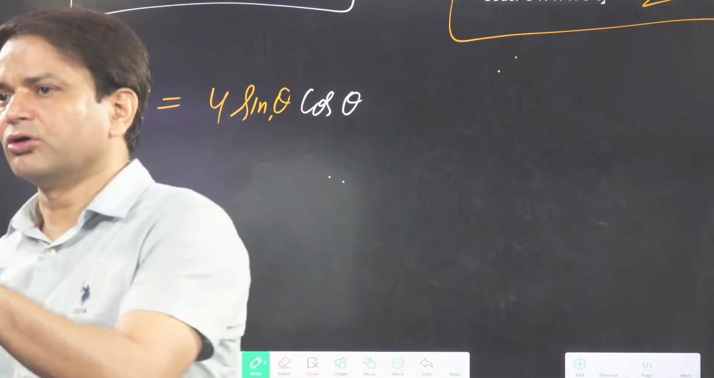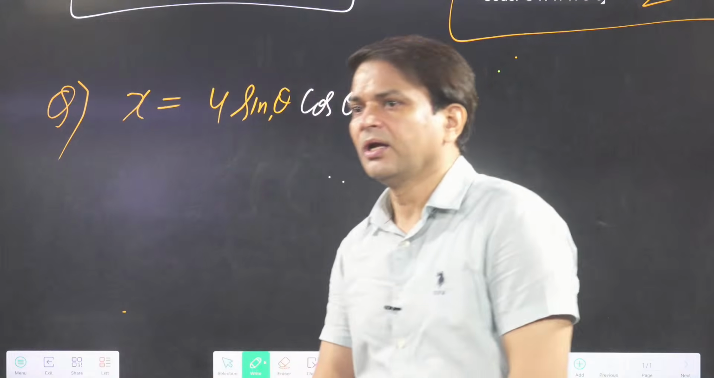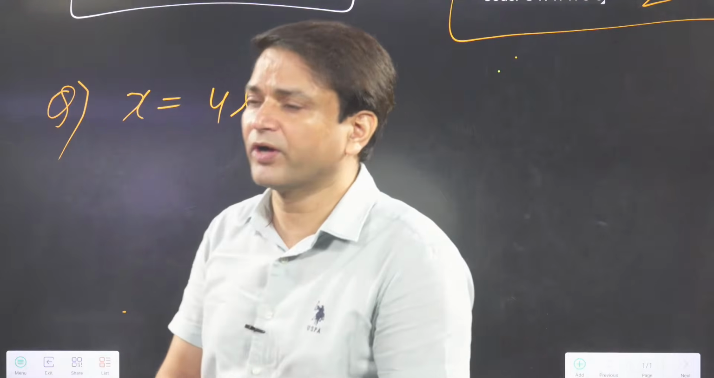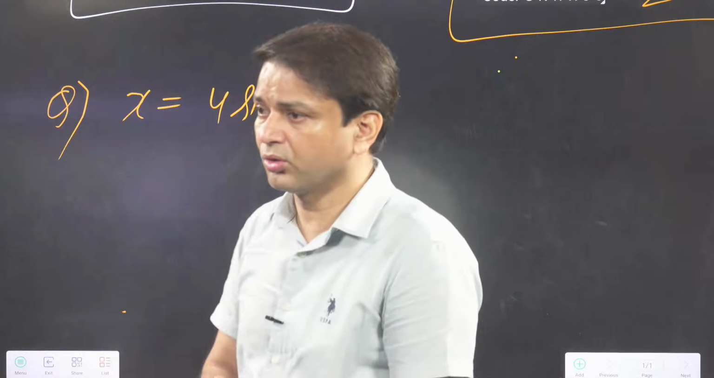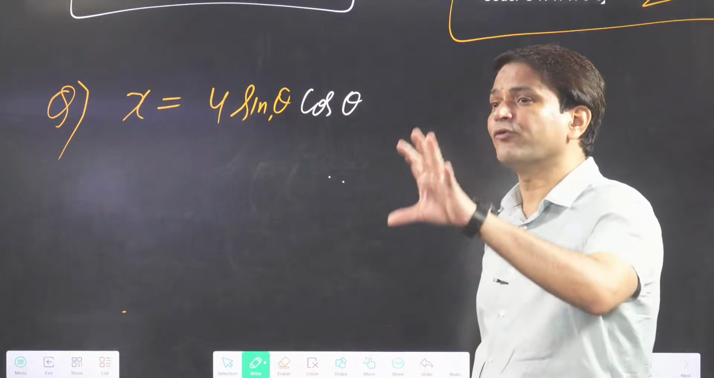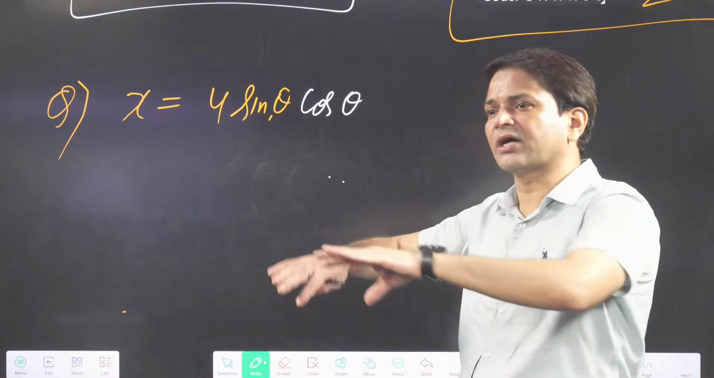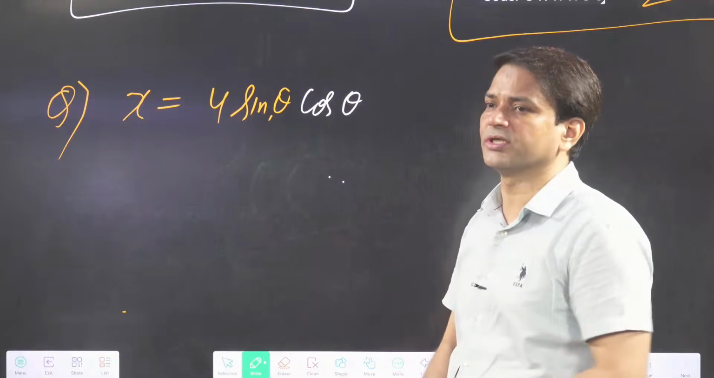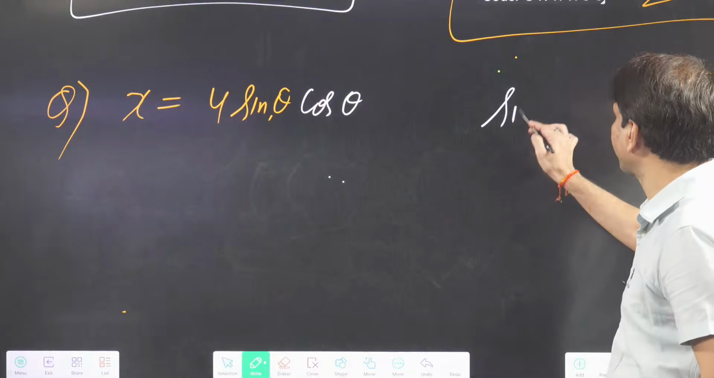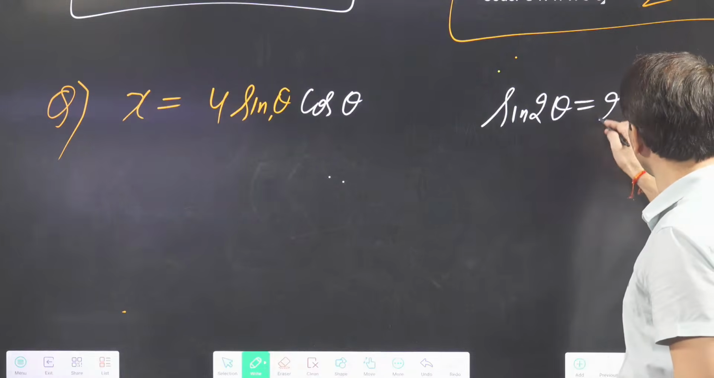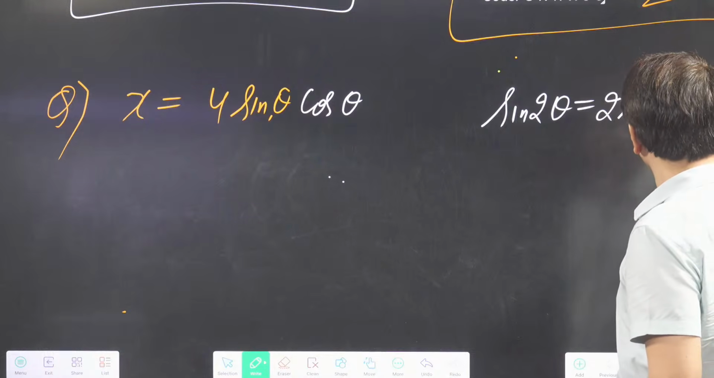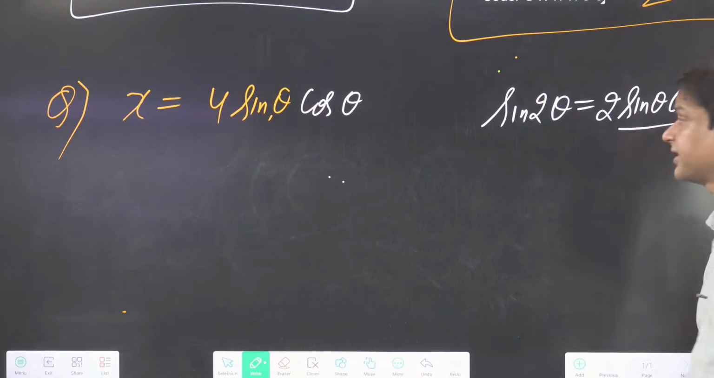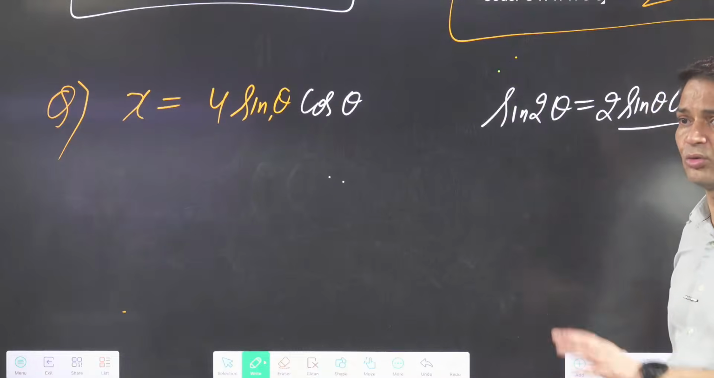Suppose I am saying x is equal to 4 sin theta cos theta. When sin theta and cos theta are coming in a product, and we need the maximum value of that, then think of the formula of sin 2 theta. When sin theta cos theta are coming in a product anywhere and you want to simplify further, think of the formula of sin 2 theta. So sin 2 theta, what is the formula we learned? 2 sin theta cos theta. From this, sin theta cos theta, what can we say? Sin 2 theta by 2.